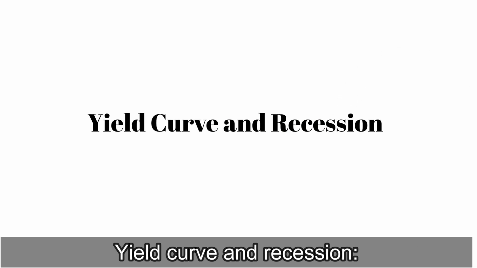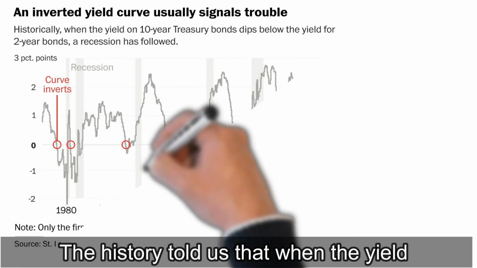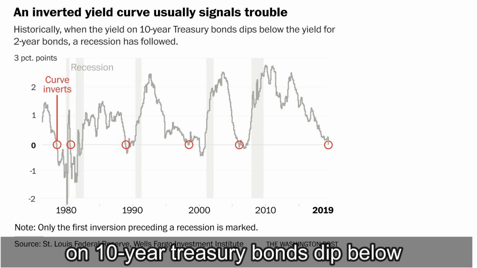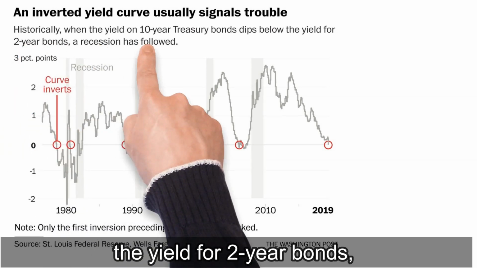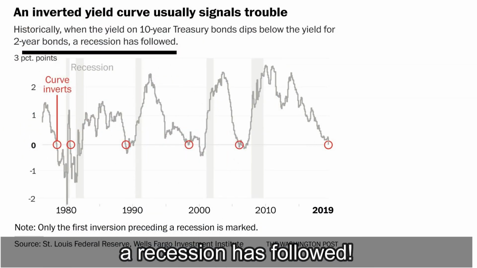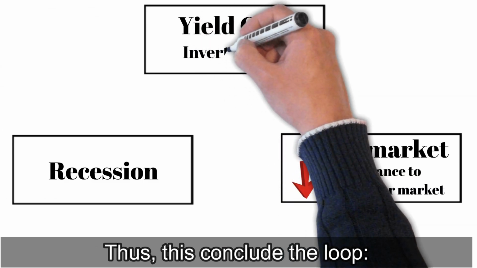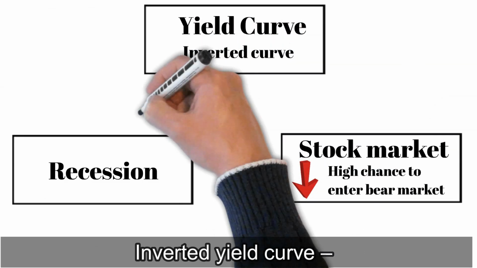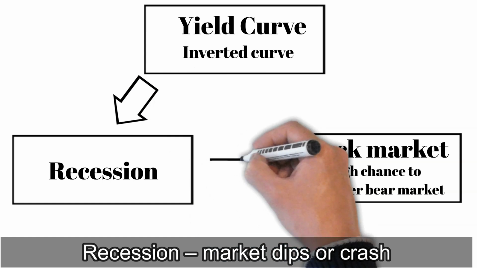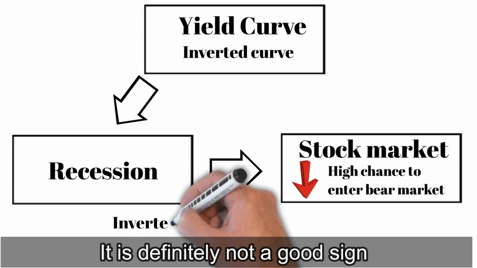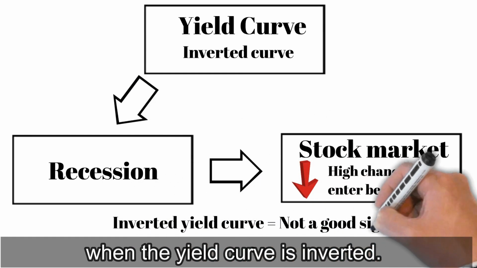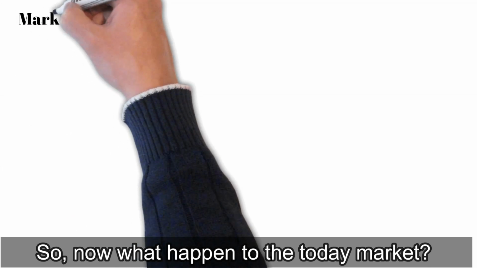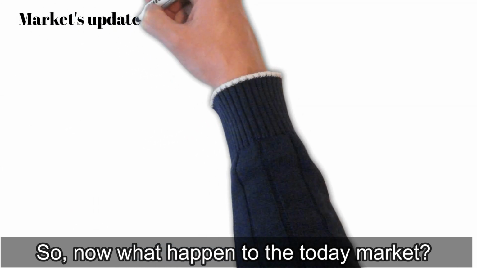Yield curve and recessions. History tells us that when the yield on the 10-year Treasury bond dips below the yield for the 2-year bond, a recession has followed. Thus, this concludes the loop: inverted yield curve, recession, market dip or crash. It is definitely not a good sign when the yield curve is inverted. So now, what happened to today's market?